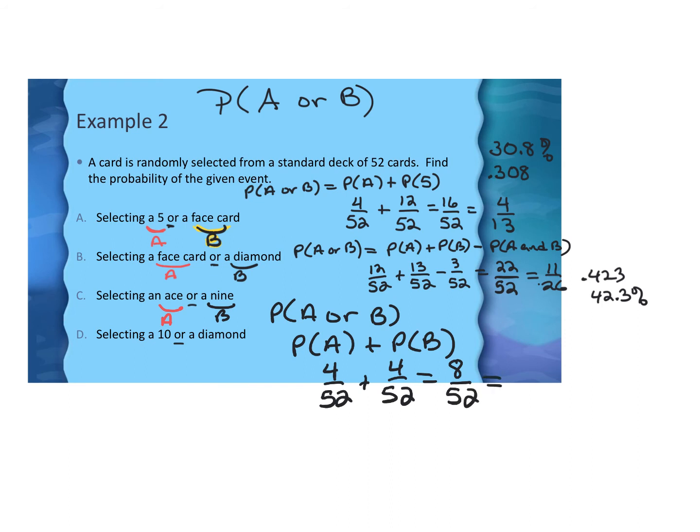I can divide 8 and 52 by 4, and this will reduce to 2 over 13. I can divide that, make it a decimal, and it becomes 0.154 or 15.4%.